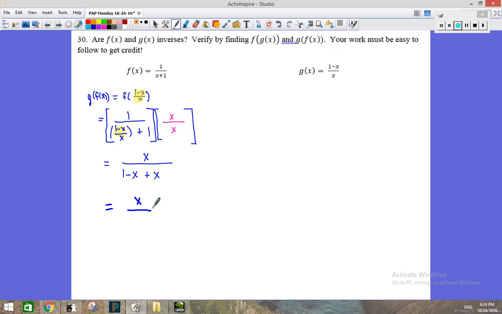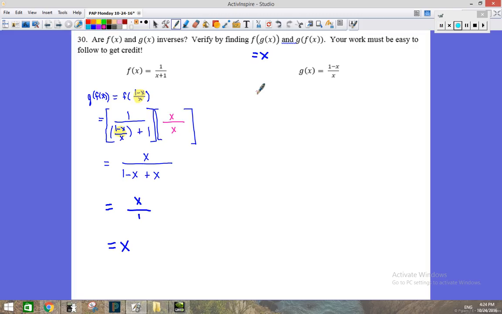We have an x in the numerator. The plus x and minus x cancel, and x divided by 1, well, that's just x. Alright, so it's true that g composed with f is equal to x. Now I suspect that this other one will also equal x, and let's look and see if it does.